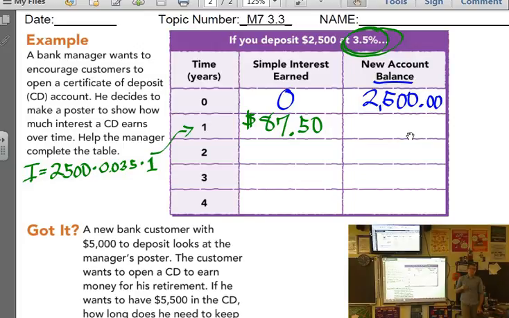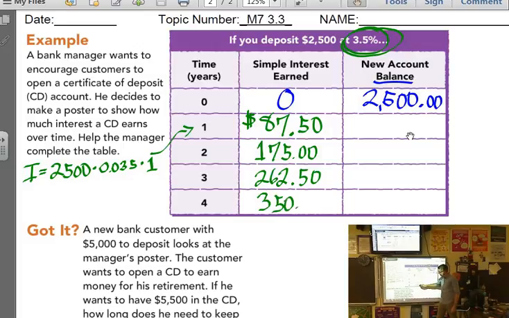How could I figure out how much I made in 2 years? Okay. Just double the amount that you made. So that doubled comes out to be $175. If I add another $87.50, or go back to my original $87.50 and triple it, after 3 years we will have earned a total of, and after 4 years in the account, we could have earned $350.